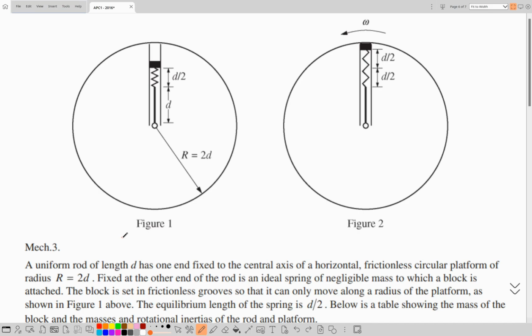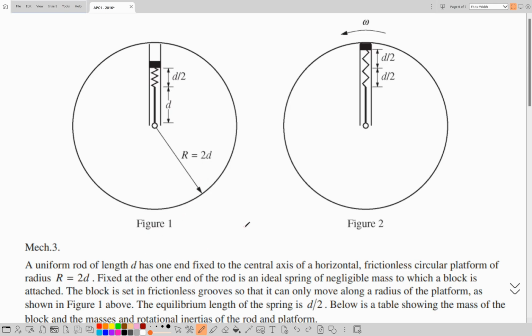Hello APC Mechanics students, today we'll solve the past paper of RQ 2016, exercise number 3. A uniform rod of length D has one end fixed to the central axis of a horizontal frictionless circular platform of radius r equal to 2d, as shown here.